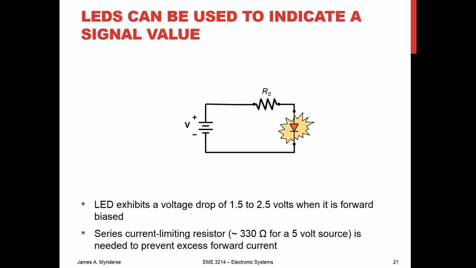And again, your limits are going to be in your spec sheets. A good rule of thumb is around 300 to 330 ohms for a 5 volts source in most of your LEDs. Some of your LEDs are going to be a little stronger, so maybe you can go down to 150, but 330 is a good spot to start.